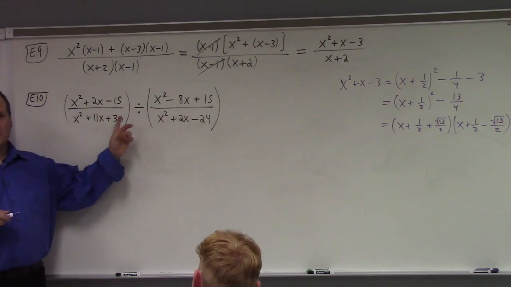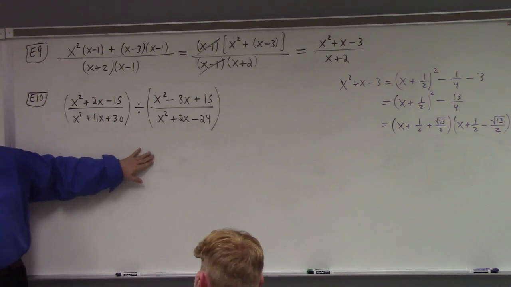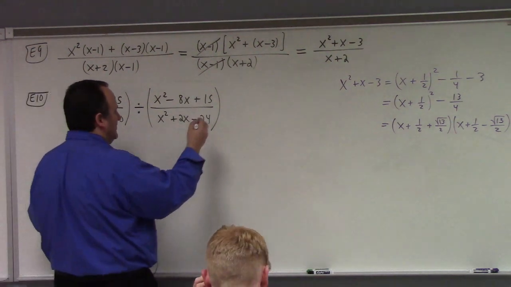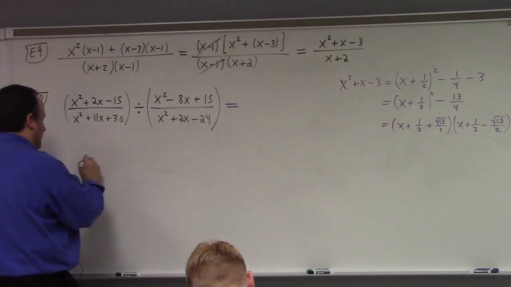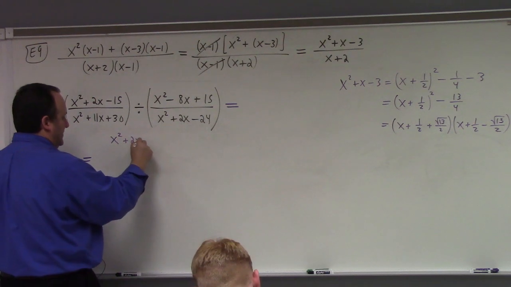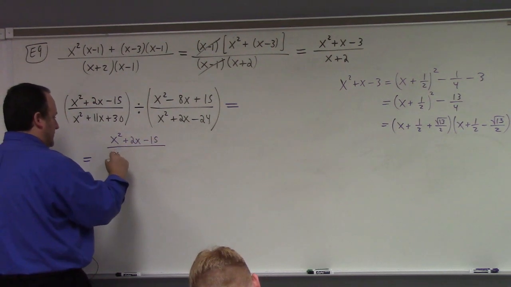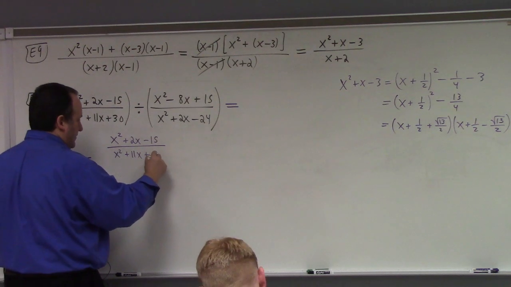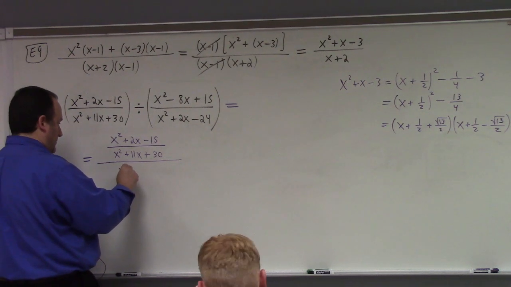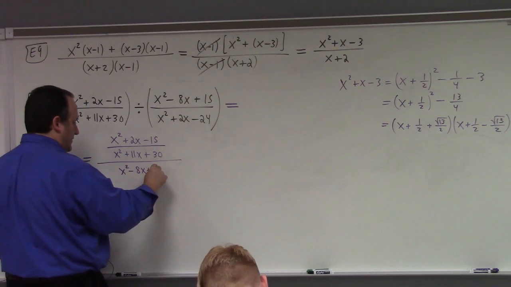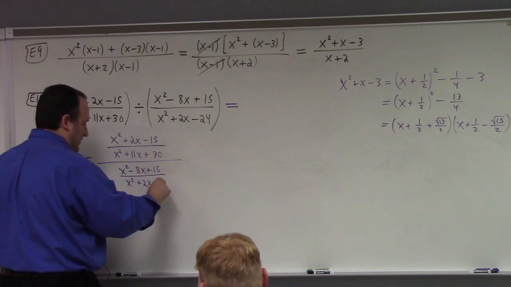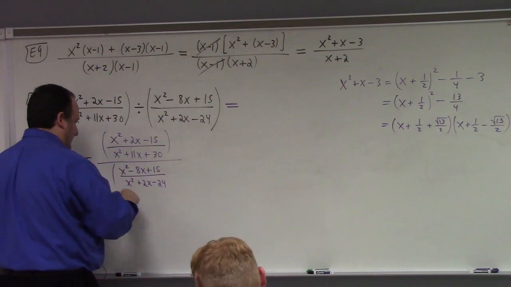So, divides. This notation is in your book. I won't put this on the test. I don't use this notation. This notation is not used in higher math, pretty much. So instead, what we like to write is a compound fraction, a fraction of fractions. So x squared plus 2x minus 15 divided by x squared plus 11x plus 30, and then you divide that by x squared minus 8x plus 15 divided by x squared plus 2x minus 24.